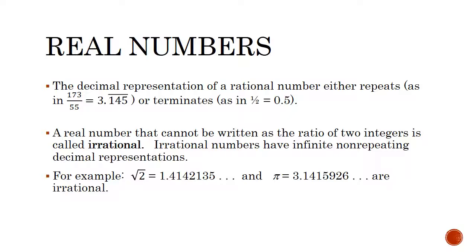A real number that cannot be written as the ratio of two integers is called irrational, and they have decimal equivalents that are non-repeating. They don't have a pattern and they go on forever. Any square root that doesn't come out terminating will be irrational, like the square root of 2, the square root of 3, the square root of 11. Pi is also an irrational number.